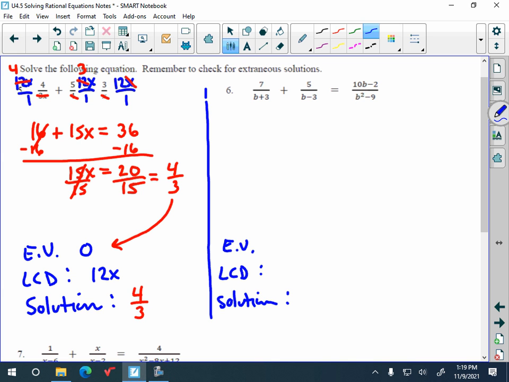All right, our excluded value. What would it be for this problem? What is it? 3 and negative 3, good. Now remember, to get your excluded values, you want to make sure all your denominators are factored. Okay? So b squared minus 9 can still factor. It's in the denominator, so we want to factor it. 1, because it's really easy to see what the excluded values are going to be, and 2, because it's going to help you get the LCD.